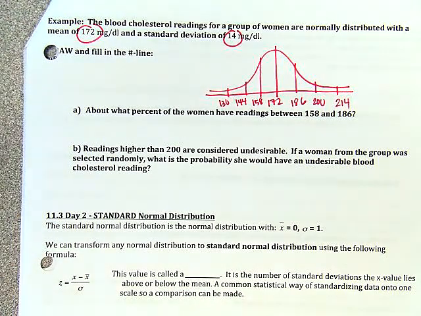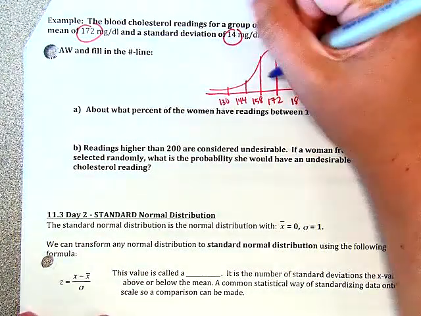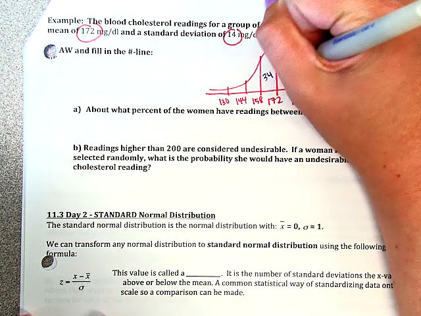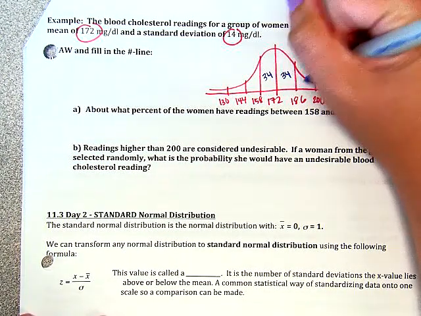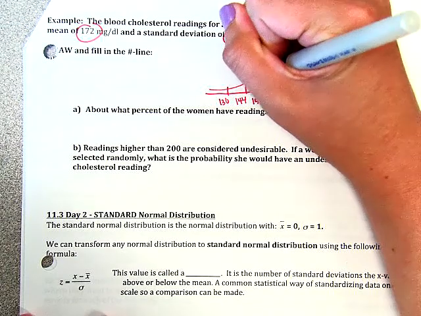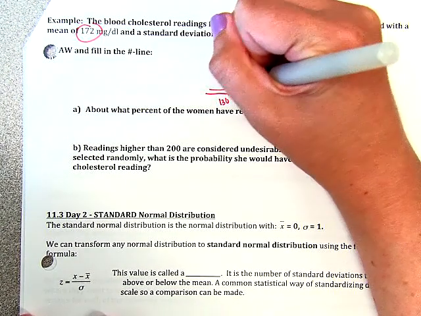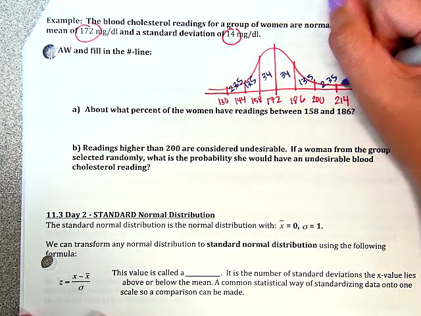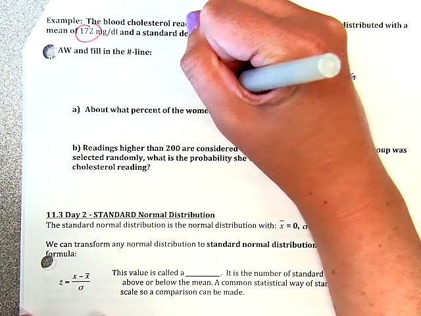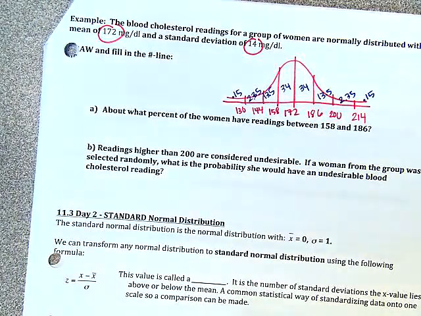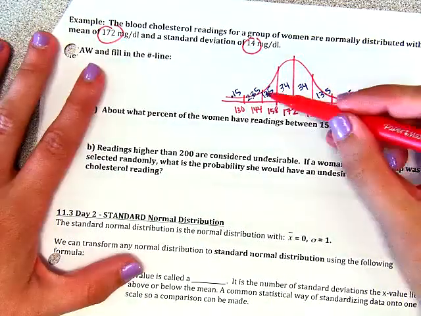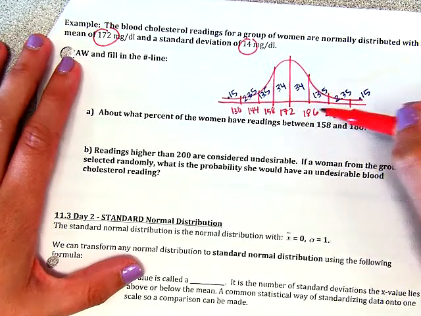And then your percentages. Remember, those percentages never change, ever. Right around the mean is always 34%, on both sides. The next one out is 13.5. The next one out is 2.35. And the last one is 0.15. So those percentages never change. Those are going to stay the same. You're just filling in the numbers down here.